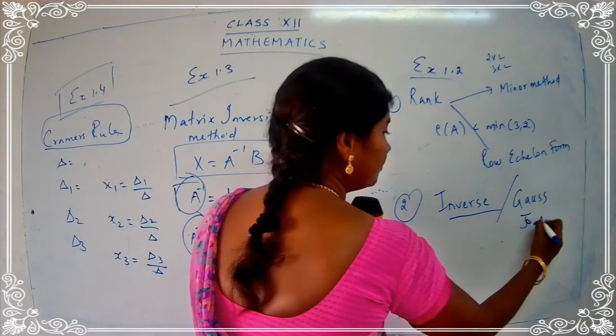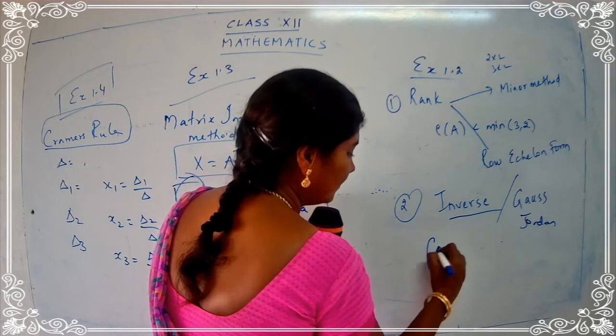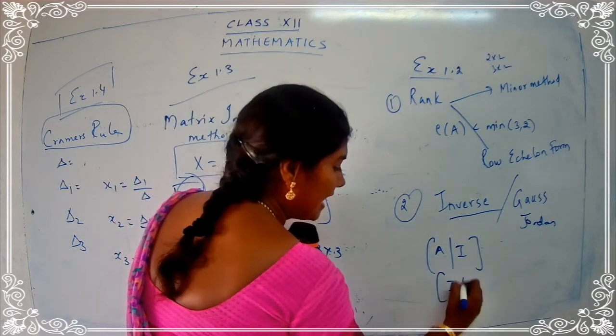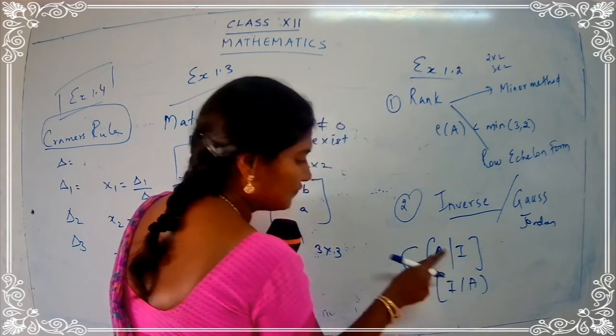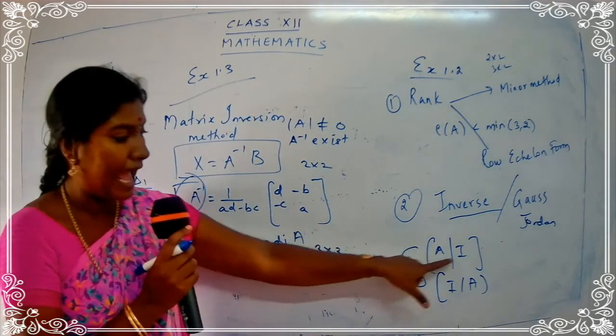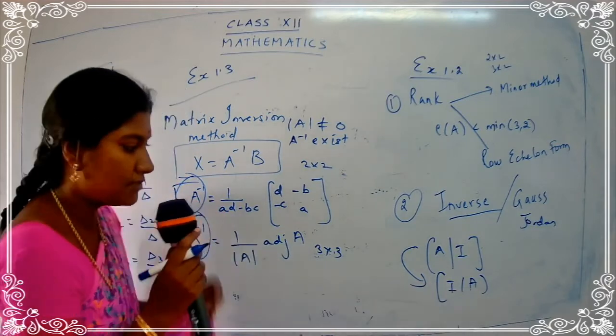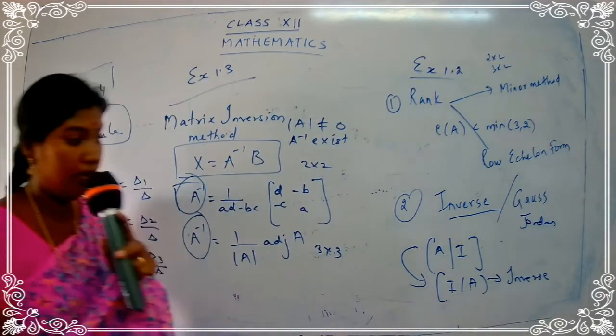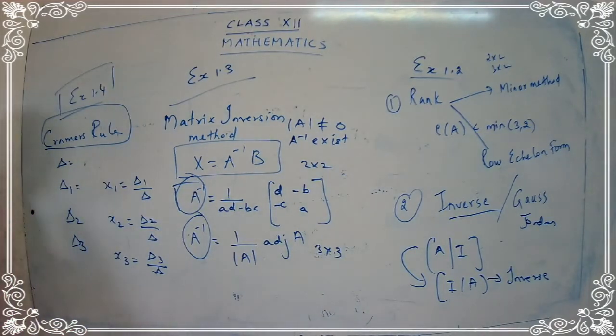So how do you start this? A matrix will be given to you and you will write I here. But at the last we should get I and A inverse. So you have to transform, you have to change [A | I] as [I | A inverse]. And this will be the inverse. So this is by the Gauss-Jordan method.